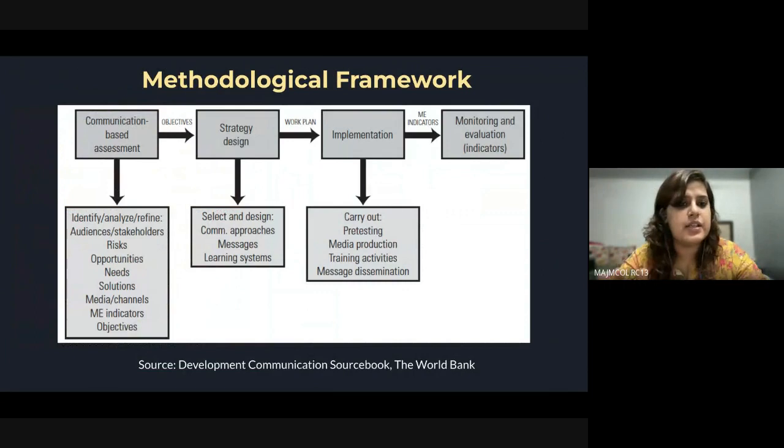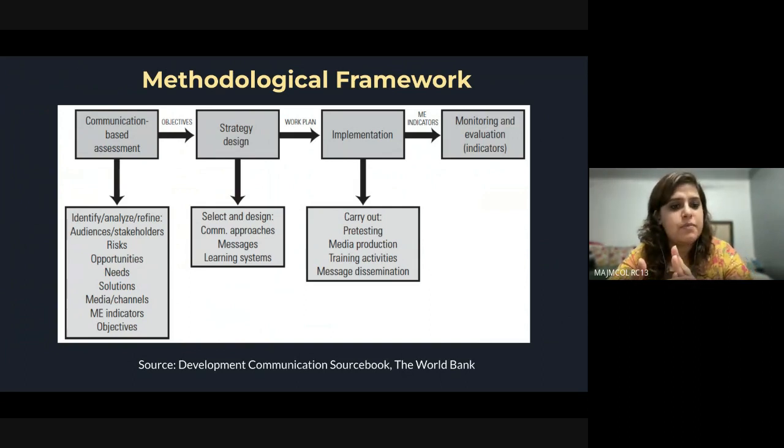Now, as I already said, social and behavioral change communication has a set pattern. Unless we follow that, we would not be able to come to monitoring and evaluating what the issues are exactly and how to eradicate those. First is the assessment of the entire scenario at hand. It is to analyze what kind of audiences we have, the target audience at hand, what kind of risks each and every audience or stakeholder might have.